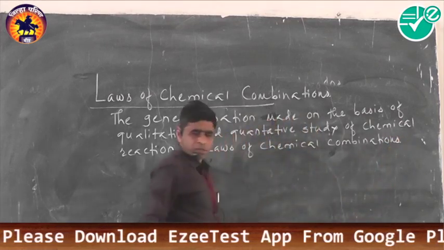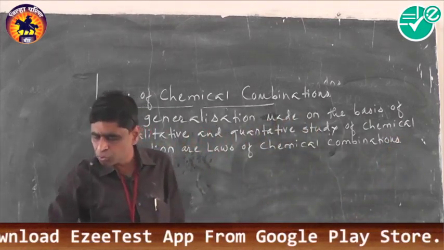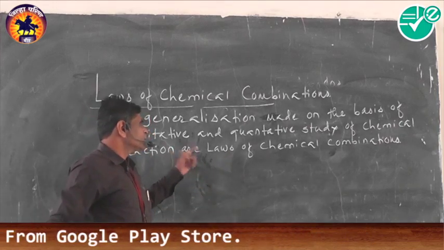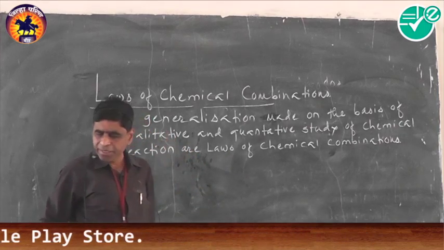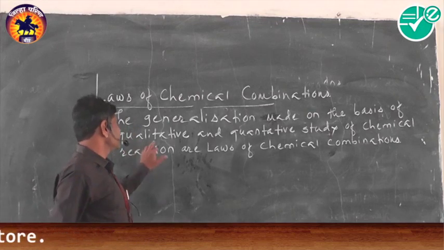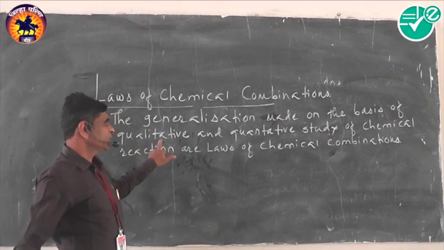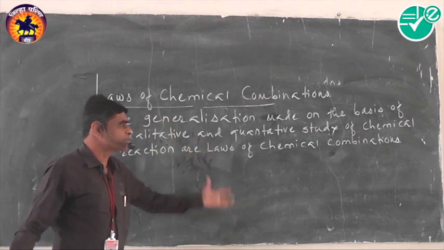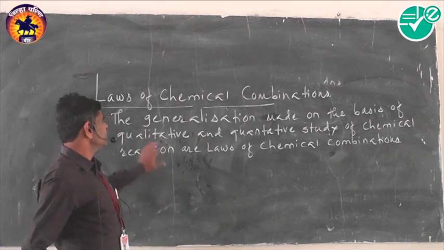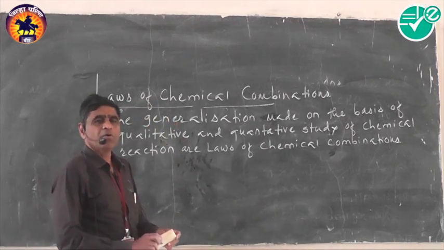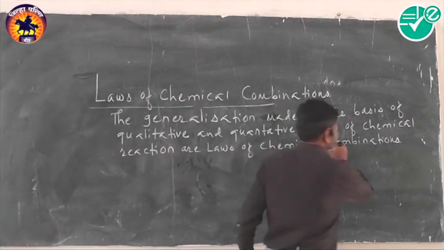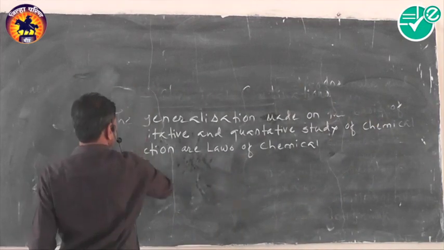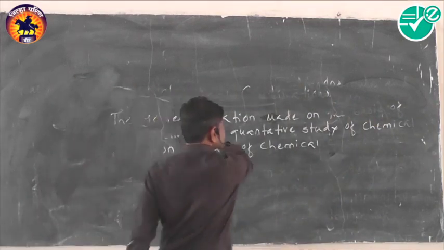And so some laws are related to mass, that is quantitative study, and some laws are independent of mass, that is qualitative study. Thus, generalizations on the basis of qualitative and quantitative study of chemical reactions are the laws of chemical combination. Now let us discuss the first law, that is the law of conservation of mass.